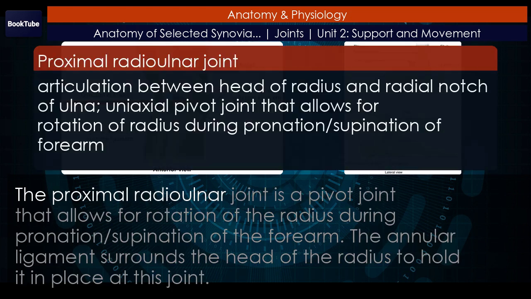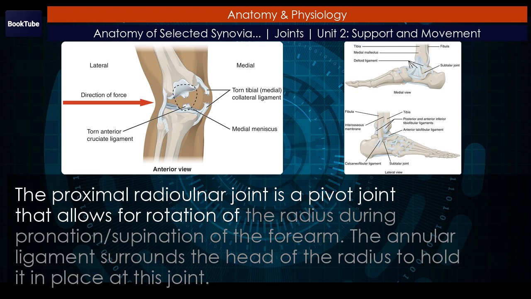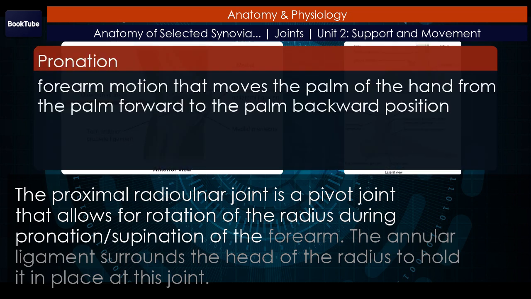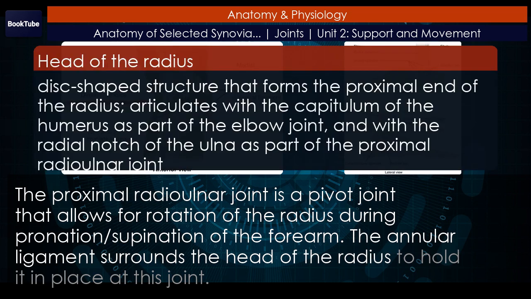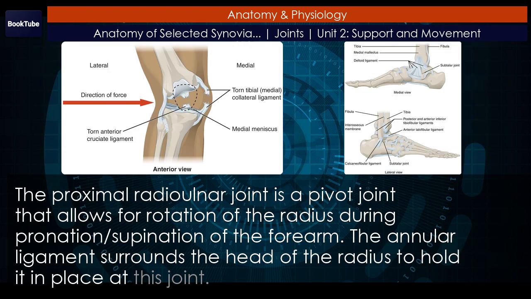The proximal radioulnar joint is a pivot joint that allows for rotation of the radius during pronation, supination of the forearm. The annular ligament surrounds the head of the radius to hold it in place at this joint.